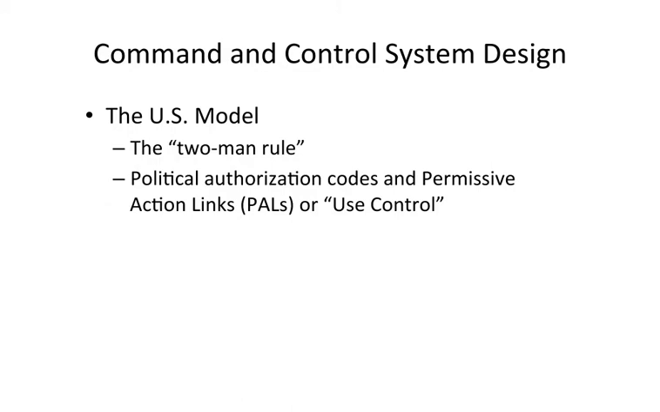The second piece to the U.S. model is that from that point of political authorization, there are two sets of codes. The first set of codes are the political authorization codes coming from the President of the United States. The second set of codes are what are called permissive action links, PALs, or sometimes you'll hear the expression use control. And these PALs, or use control codes, are military codes.